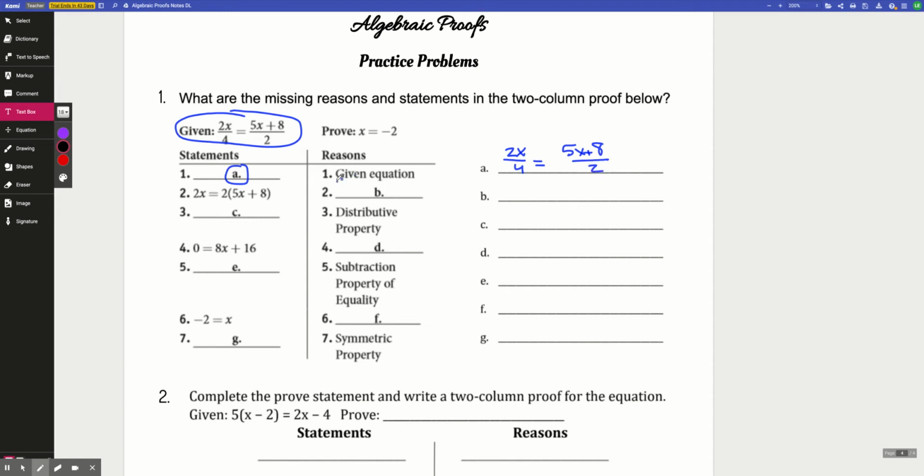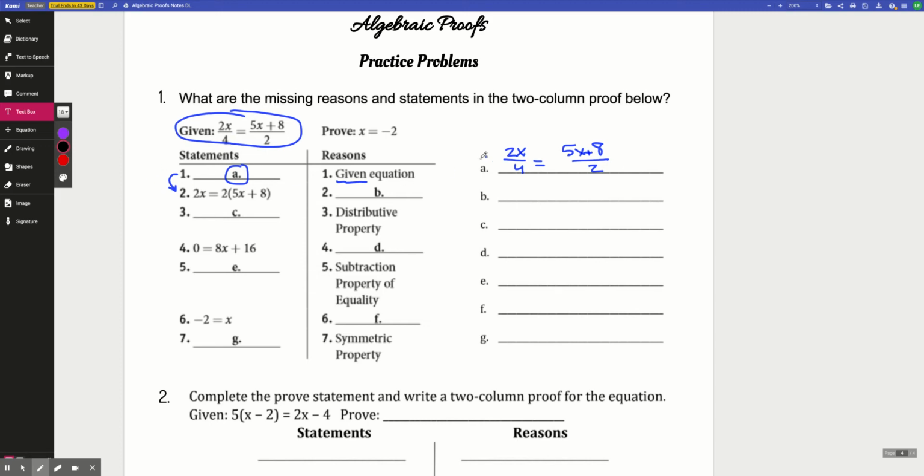And remember that your reason is always given there, okay? So for step B, or for step 2, we have the statement and they want to know what the reason is. So remember, you're always asking yourself, what did I do to go from step 1 to step 2? What changed? How did I arrive at step 2? So what looks different in step 2 is there's no more fractions, there's no more denominators.